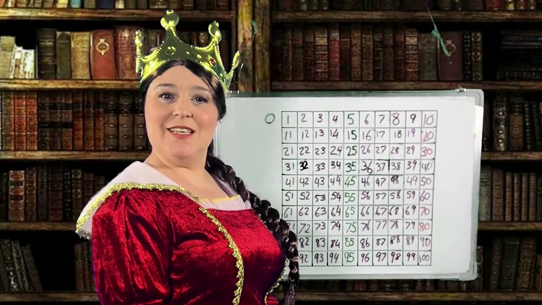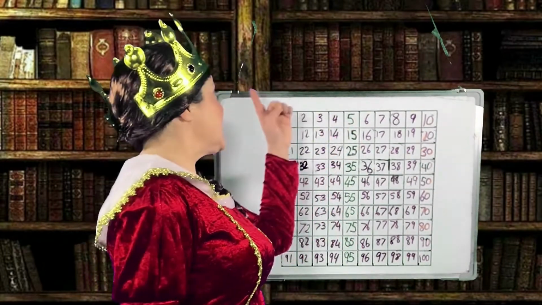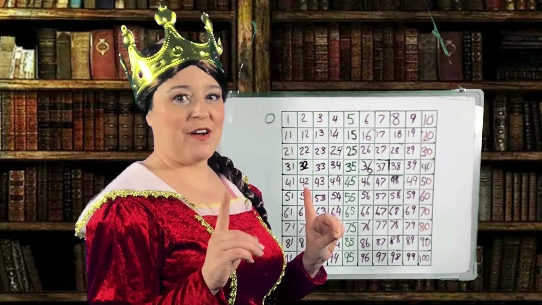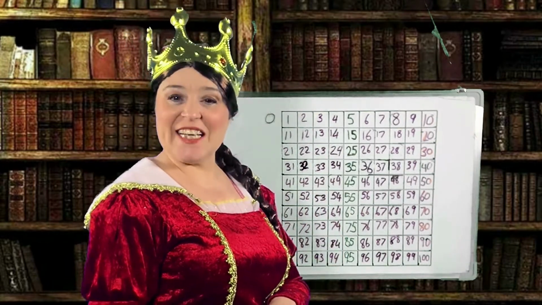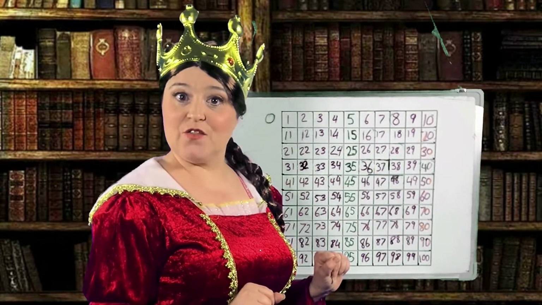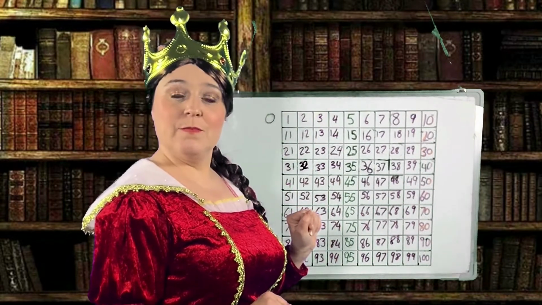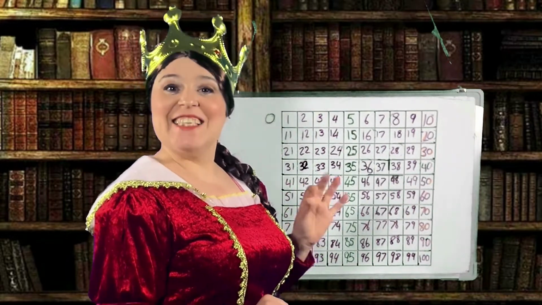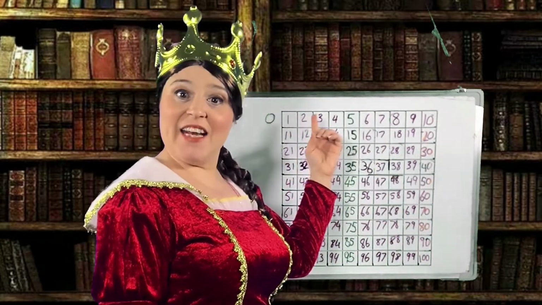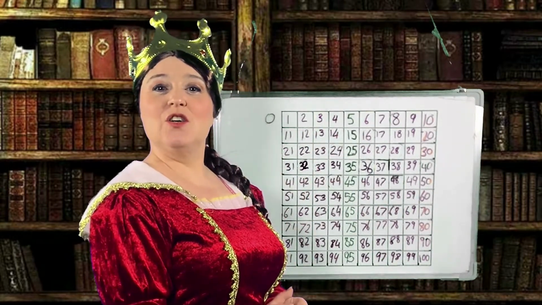We have counted in steps of 2, 5 and 10, starting from 0 each time. However, now we are going to count in steps of 10, but we are not going to start from 0. We are going to start from 1. If I want to count in steps of 10, using my number square, which direction should I go?